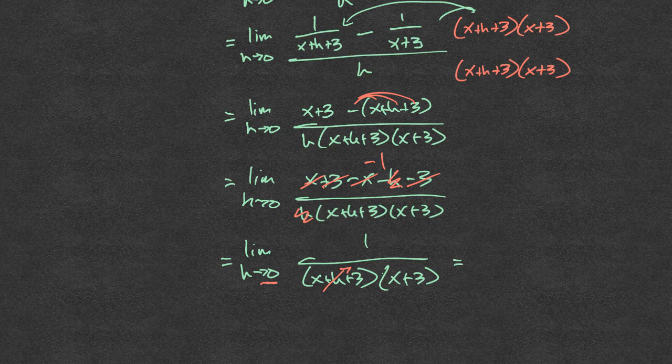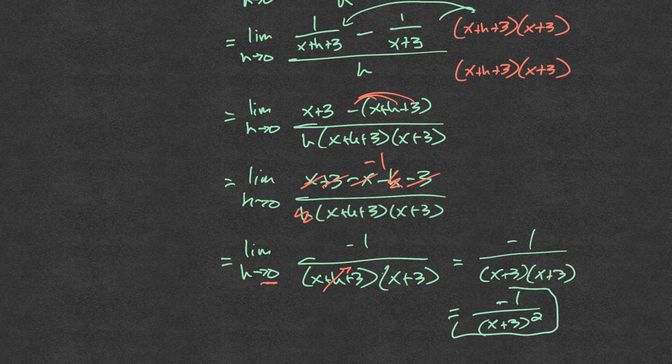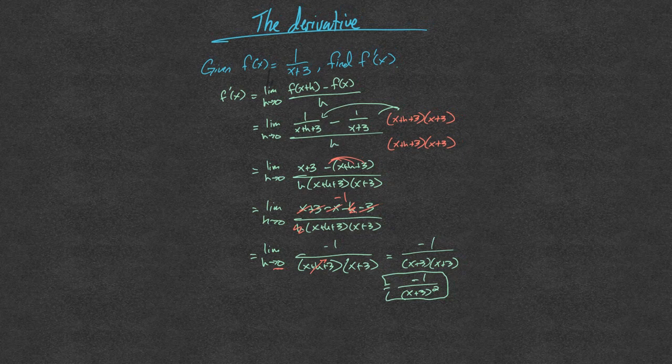Oh, I forgot that negative back there. We have -1 on top, and then we just have x plus 3 times x plus 3 in the denominator. And one last little thing here, we could just multiply those together or just clean it up, simplify to be x plus 3 squared. So that is the derivative of our original function.